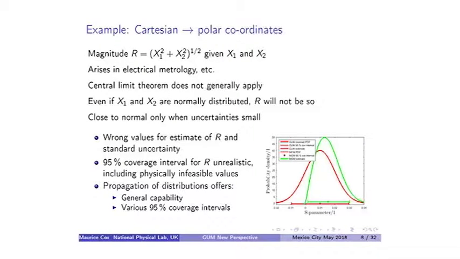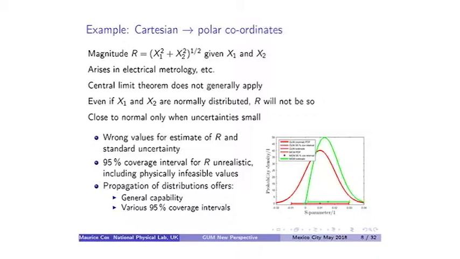A simple example: the electrical engineering community often work to convert Cartesian to polar coordinates, or in other words, evaluate the magnitudes of some quantity. So the measurement model here is R equals x1 squared plus x2 squared, all square rooted. The central limit theorem doesn't apply to this situation unless the uncertainties associated with the x's are very small. Even if x1 and x2 are normally distributed, R will not be normally distributed, although it will be approximately normally distributed for small input uncertainties.